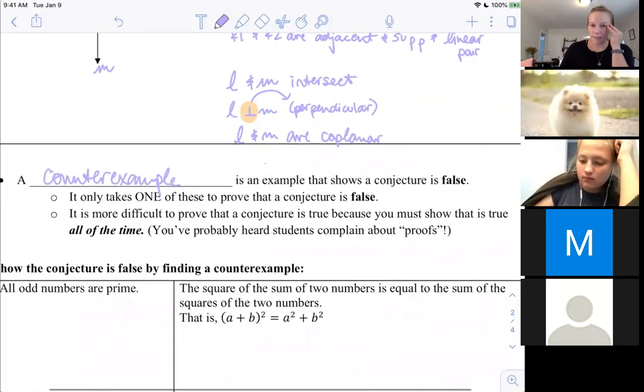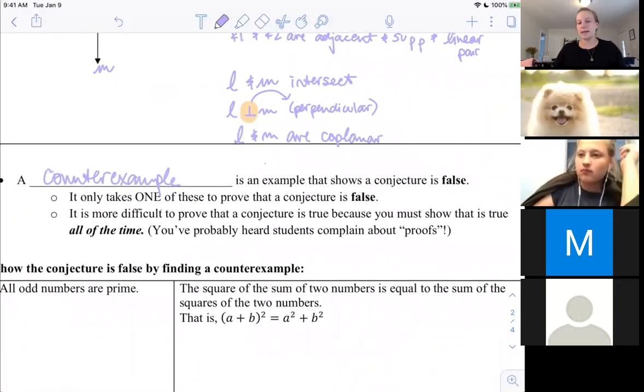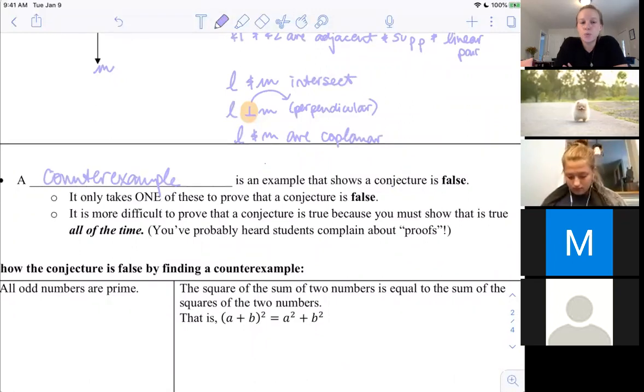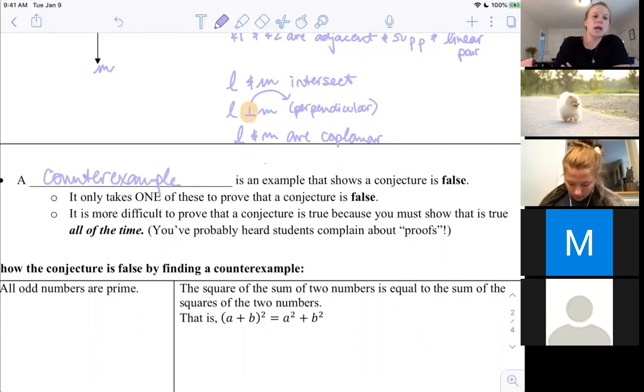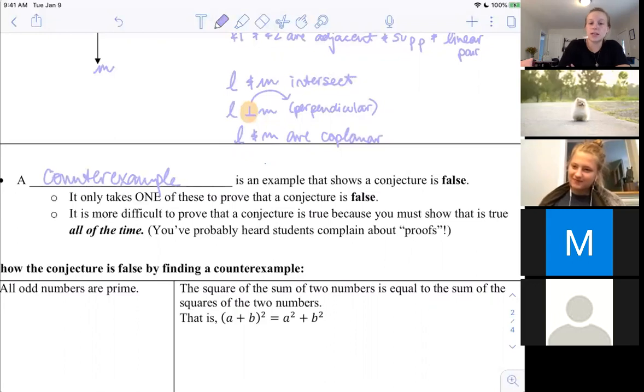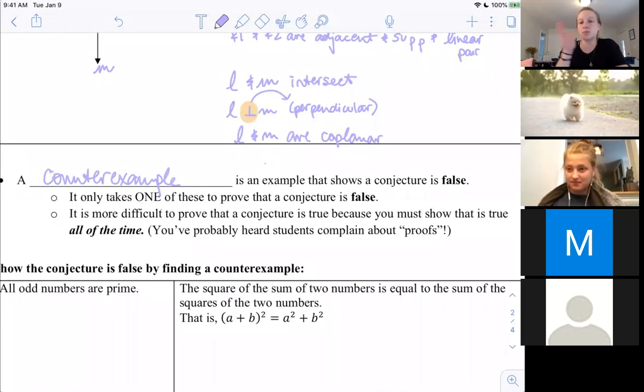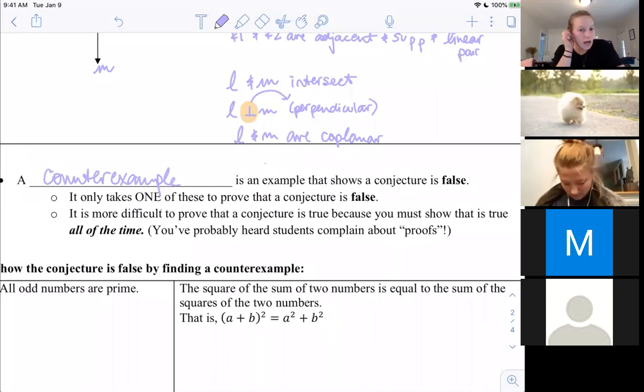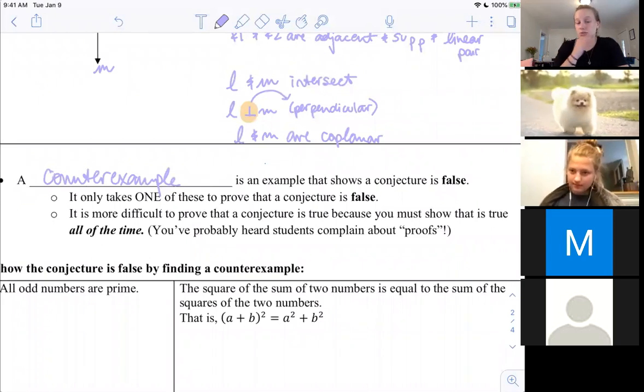A counterexample is an example that shows that my conjecture is false. So it's one example that shows that the statement I made is not true. Now, it only takes one counterexample to prove that a conjecture is false, which means that it's so much easier to show that it's false than it is to show that it's true. In order to show that a conjecture is true, it has to be true all of the time. So I have to show every situation means that it's true. A counterexample leads me easily to say, oh, no, that's not true.